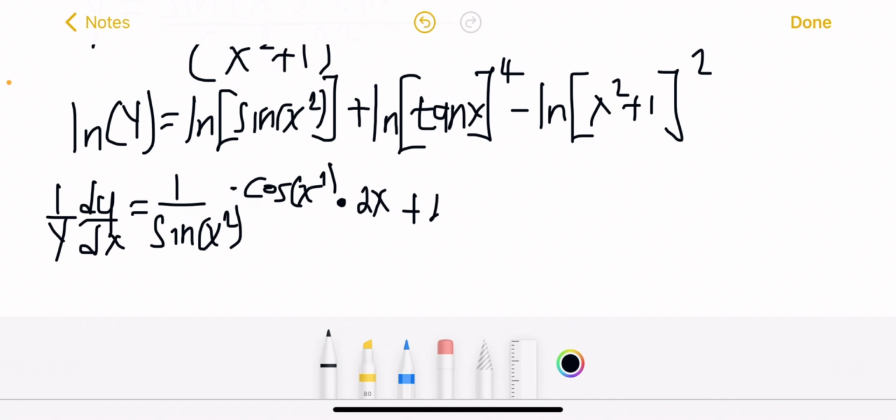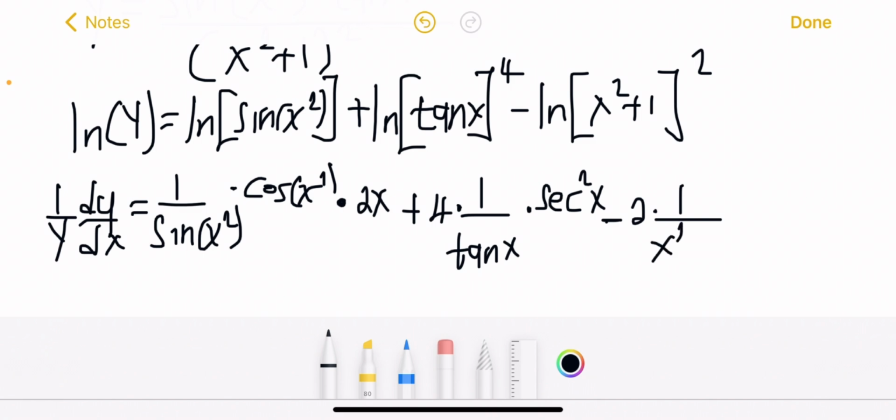Plus the following one, the 4 to the power 4 can be taken down because of the ln, which means we'll have 4 multiplied by the derivative of ln of something, which is 1 over that something, so 1 over tan x, multiplied by the derivative of the inside. The derivative of tan x is secant squared of x. Minus, and then the power 2 can be taken down because of the ln, so we have 2 multiplied by 1 over x squared plus 1, multiplied by the derivative of the inside, the derivative of x squared plus 1, which is 2x.